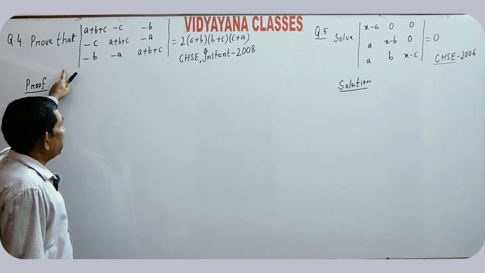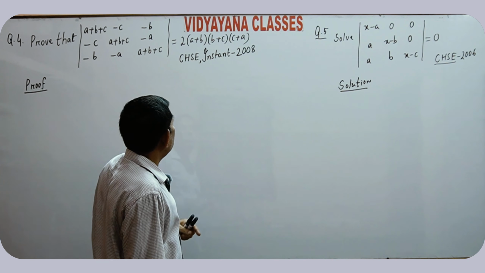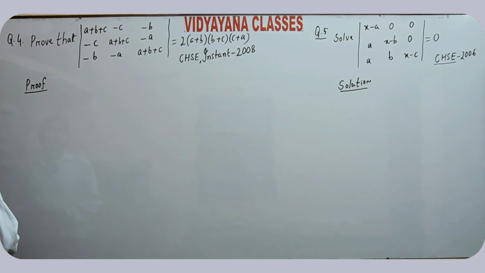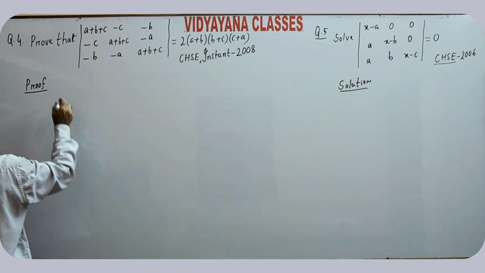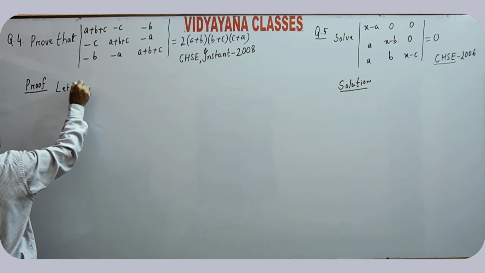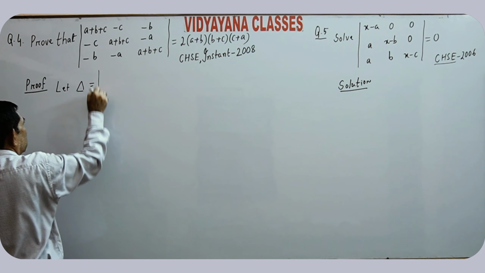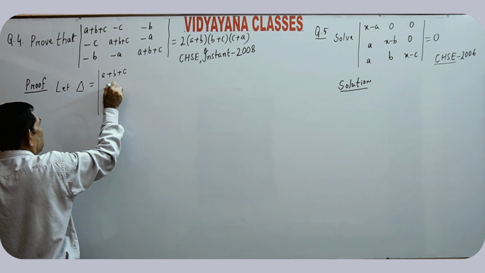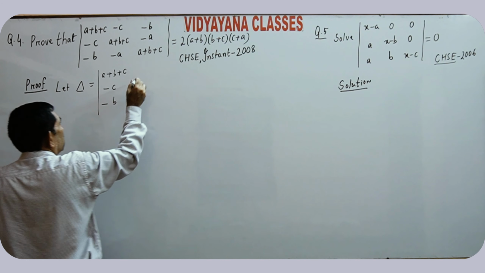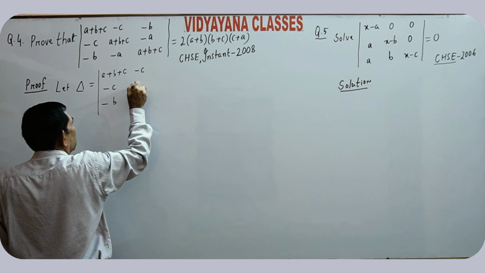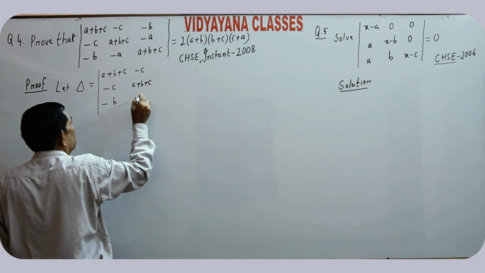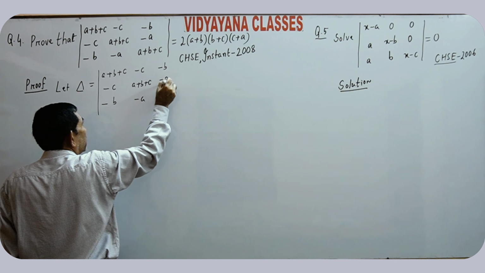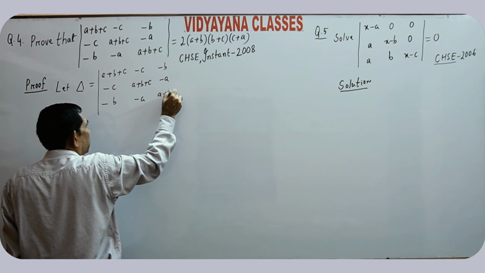Question number 4. Prove that value of the determinant is equal to 2 into a plus b into b plus c into c plus a. Proof. Let del be the determinant having elements a plus b plus c minus c minus b minus c a plus b plus c minus a minus b minus a a plus b plus c.